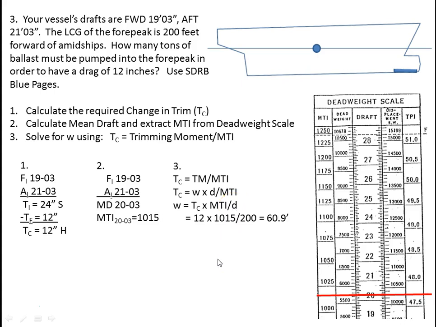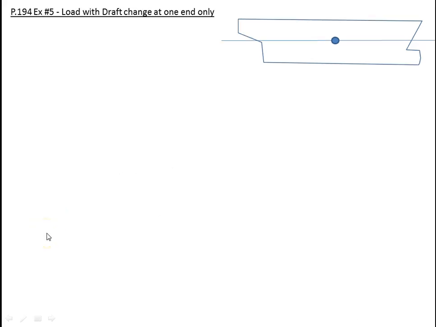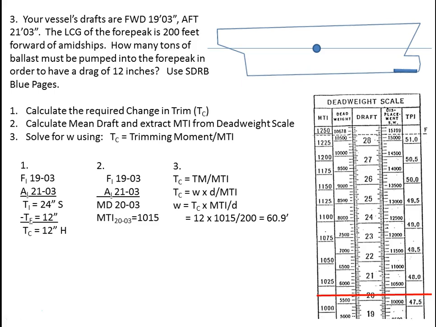So 12 times 1015 divided by 200 is 60.9. That's the weight, 60.9 tons. If we pump that 60.9 tons into this tank, we will decrease our trim from 24 to 12 inches. And that's how you do that problem.